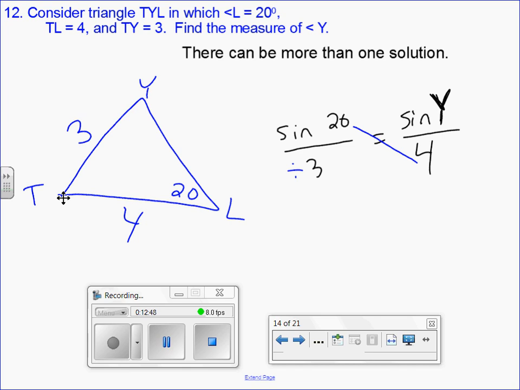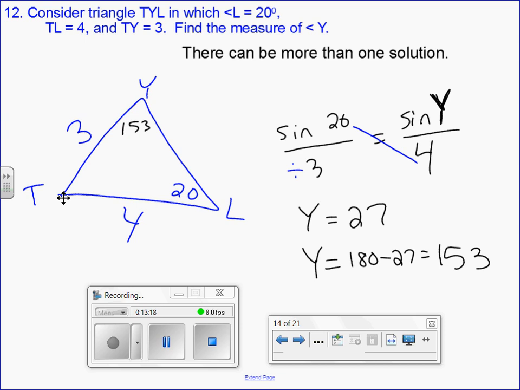4 times sine 20. Divide by 3, and then do a sine inverse for the last step, second sine, previous answer. So I got 27 degrees, but since we did a sine inverse, we have to consider the supplement of 27 degrees. So 180 minus 27. And I'm going to ask myself, would that obtuse angle be too big for the triangle or not? So is 153 too big for this triangle? Could a 153 go here? 153 plus 20 would be 173, so that'd be fine. So y is either 153 or 27.